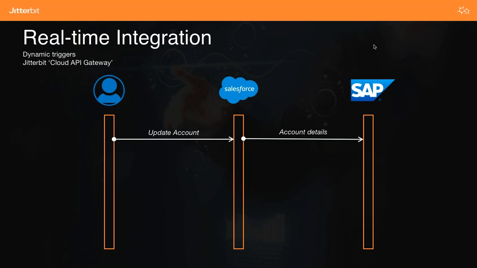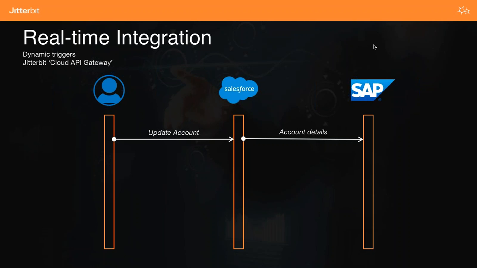The only difference is you don't run it on schedule, but you deploy it as an API so that you can then trigger it from within your CRM system. So in something like Salesforce, you build a workflow rule that says, when this account is updated, then I want to call a Jitterbit API, or send a message to the Jitterbit API with the object ID. The Jitterbit API then triggers the integration to run, and the magic happens behind the scenes. So you get that very dynamic real-time integration.